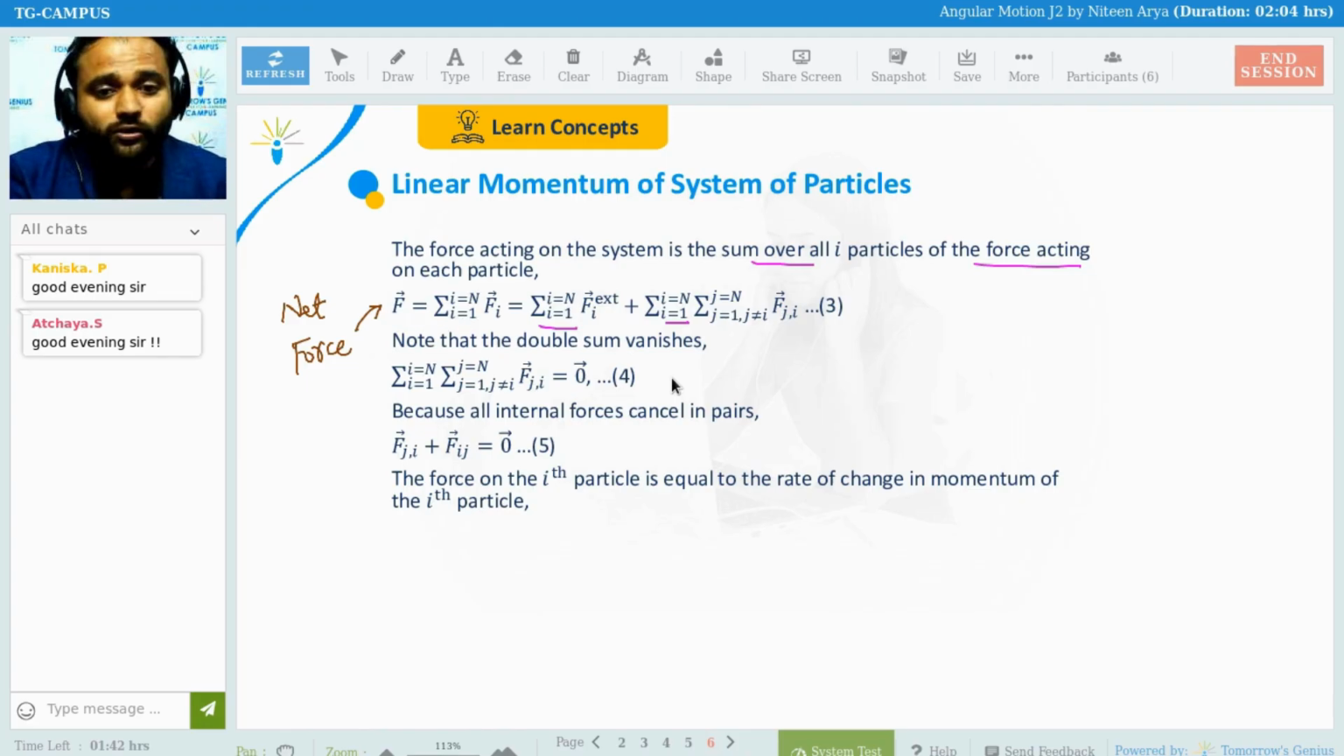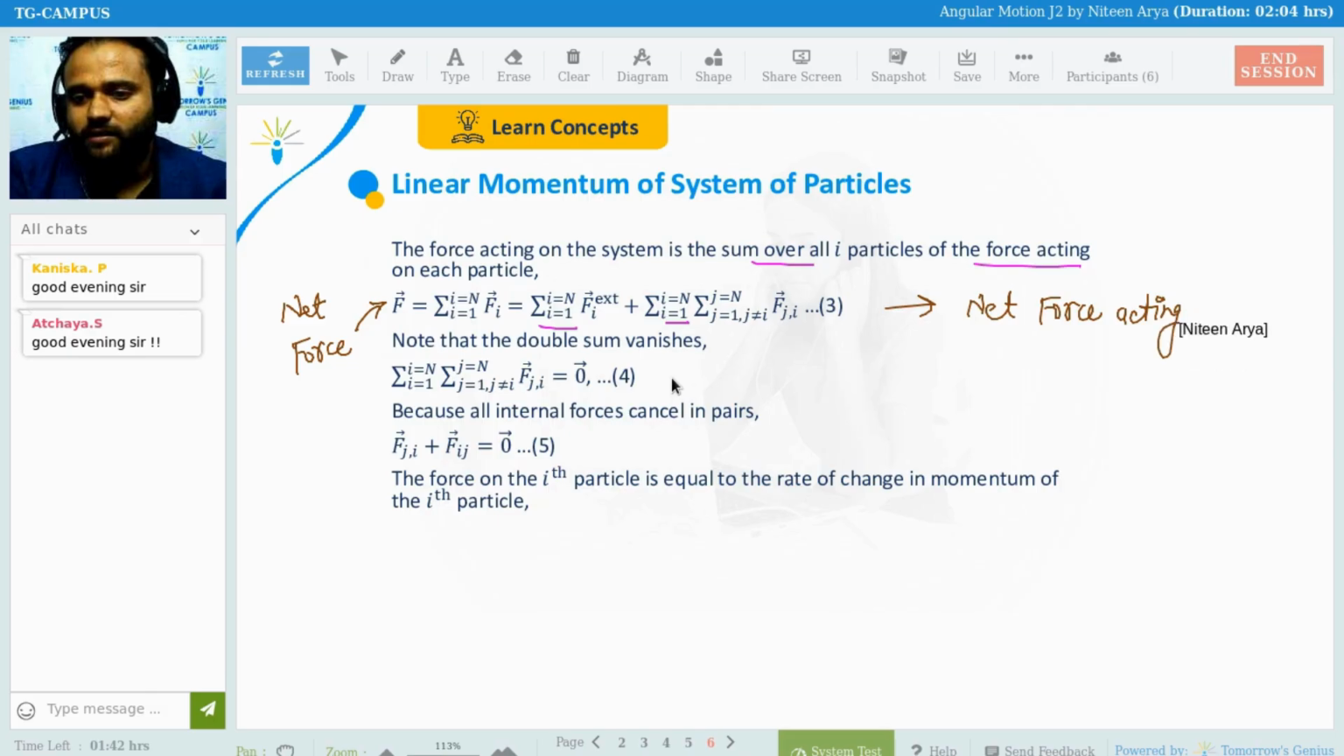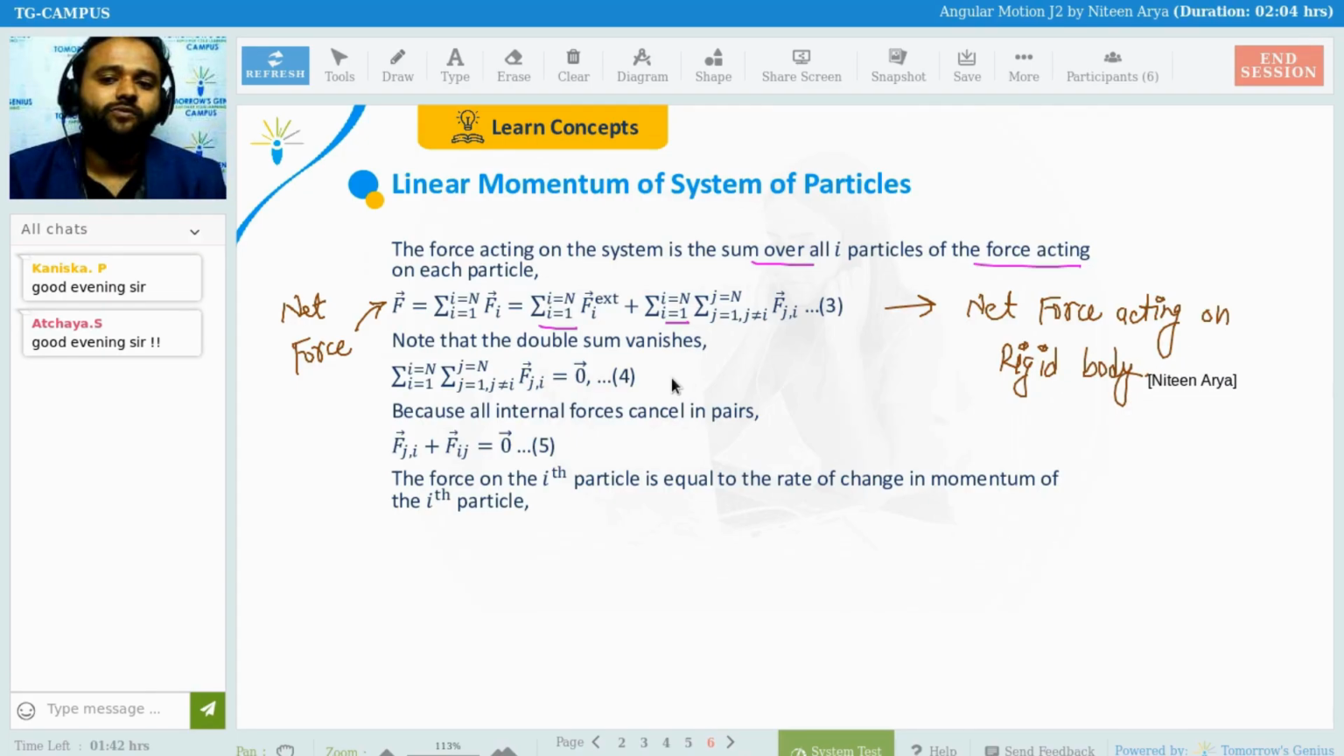Okay. So the force acting on the system here is basically the sum over all I particles of the force acting on each. That is, you can say the net force acting on the rigid body also. I can write the net force acting on the rigid body, because the rigid body is made up in this way. Clear? So this is the net force.